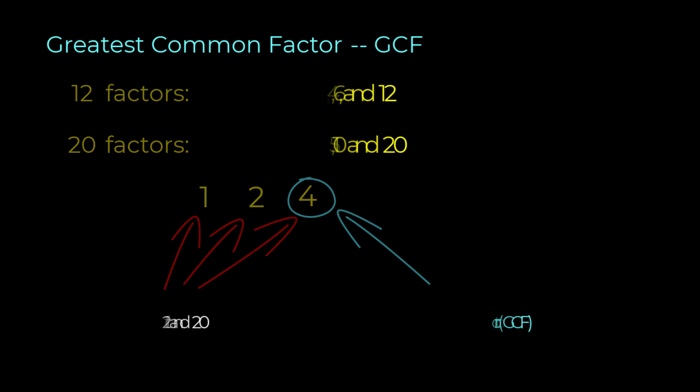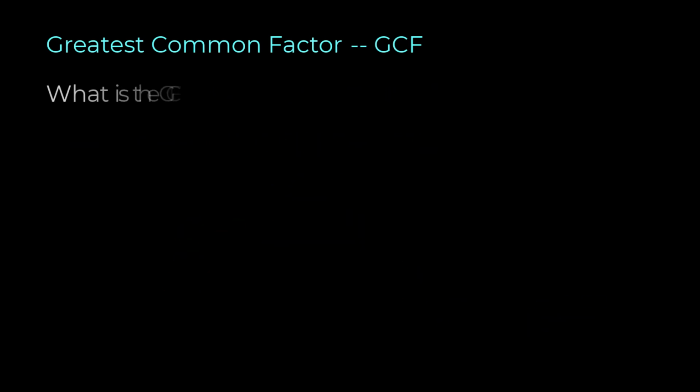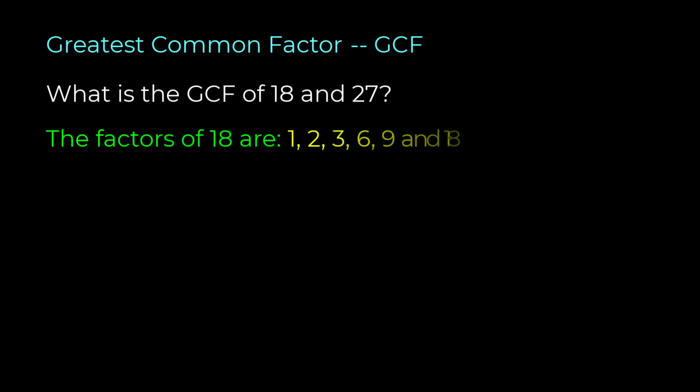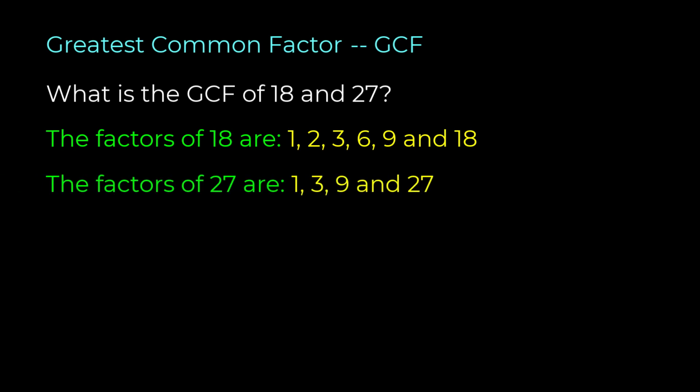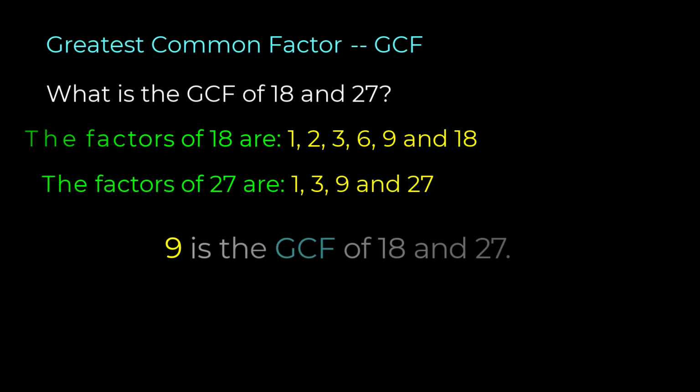Let's try another example. What is the greatest common factor of 18 and 27? The factors of 18 are 1, 2, 3, 6, 9, and 18. The factors of 27 are 1, 3, 9, and 27. The common factors are 1, 3, and 9. The greatest of these is 9, so it is the greatest common factor of 18 and 27.